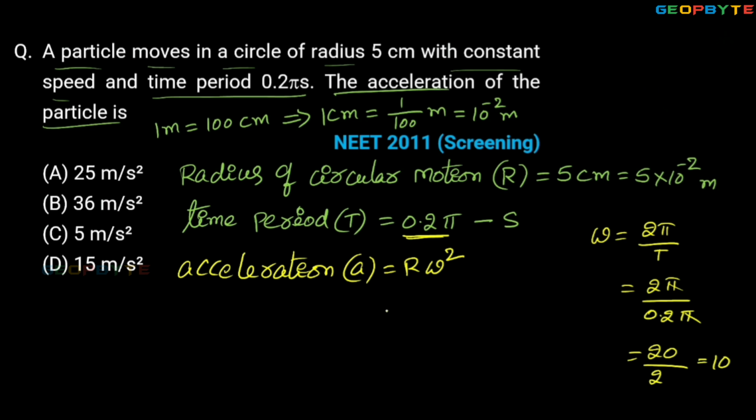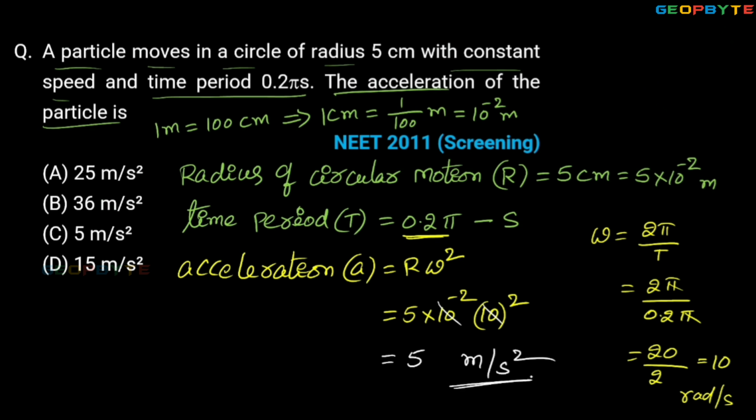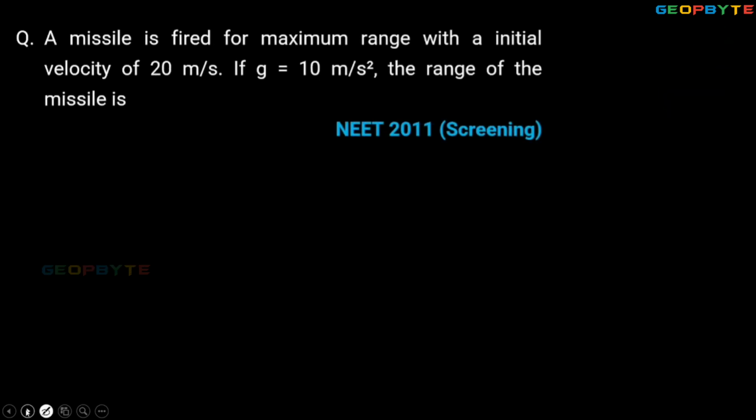10. Then here R given 5 into 10 power minus 2, into omega. Omega, the angular speed unit, is radians per second. Here it is 10 square. This 10 square and the 10 power minus 2 are cancelled. Finally, it is 5 meter per second square. Acceleration unit is meter per second square. Look at option C. Option C is absolutely correct. Understood clearly? Yes. Then let us take another important problem.